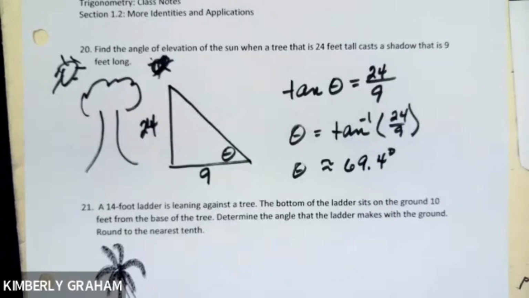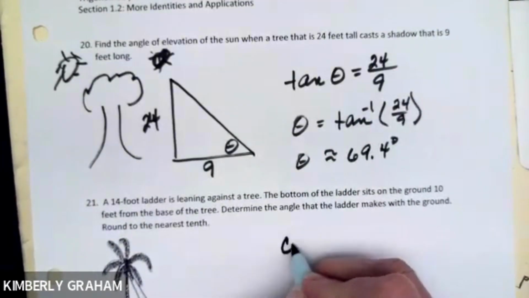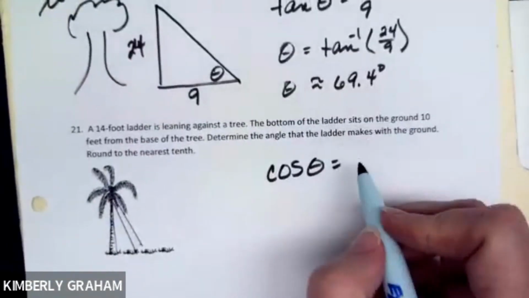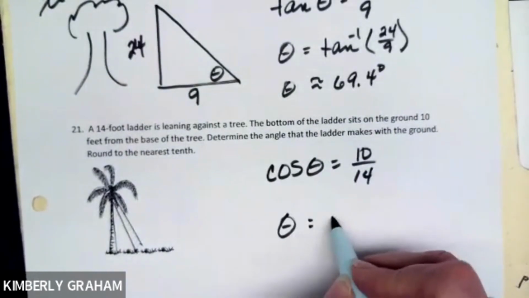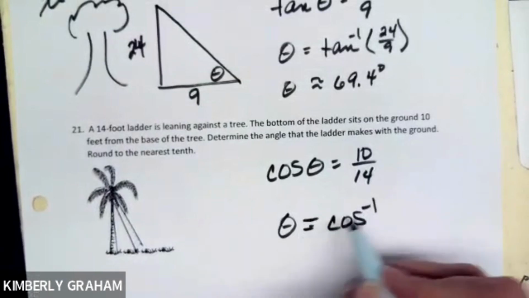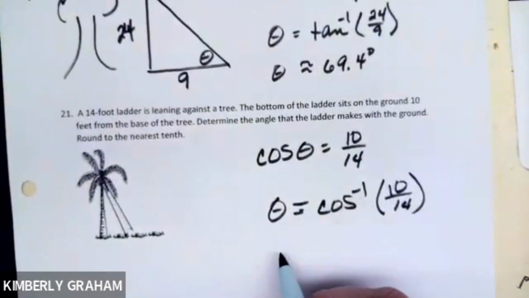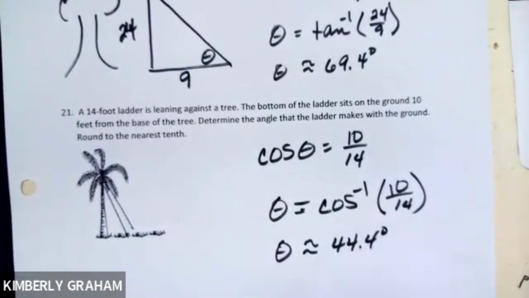Okay, problem 21. I'm going to try that one on your own. Okay, we're dealing with sine, cosine, or tangent. So my cosine of theta equals what? 10/14. And then theta is going to be inverse cosine 10/14. You stick that into your calculator and you get approximately 44.4, I believe.